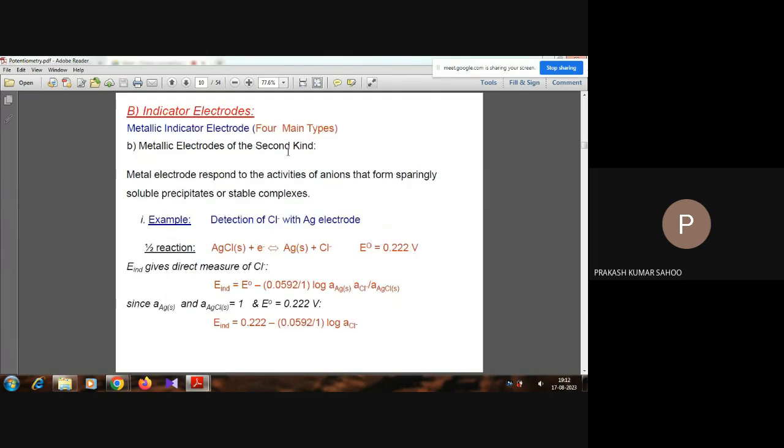Then we have the second type, which responds to the activity of an anion that forms a sparingly soluble precipitate. Sparingly soluble precipitate, the best example is silver chloride. So this is silver chloride gaining electron to give silver solid and chloride, and here E0 is 0.222 volt. So here the indicator electrode potential is this one, so we have the net will be this one.